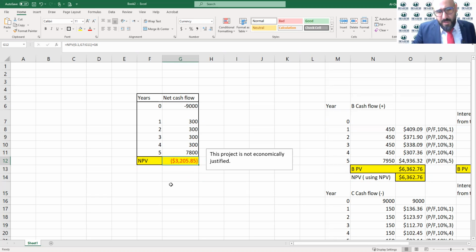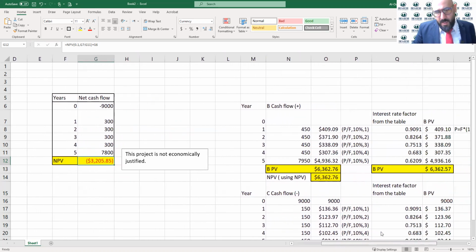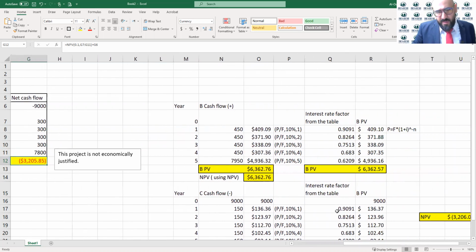Another way now, so this is method 2 that we started. That's the easiest way to build your cash flow and do the NPV function. Another way for doing it is using method 1, which is separating the positive cash flow from the negative cash flow. We're separating the benefits from the costs. And we start year by year. So we have listed all the positive transactions here.